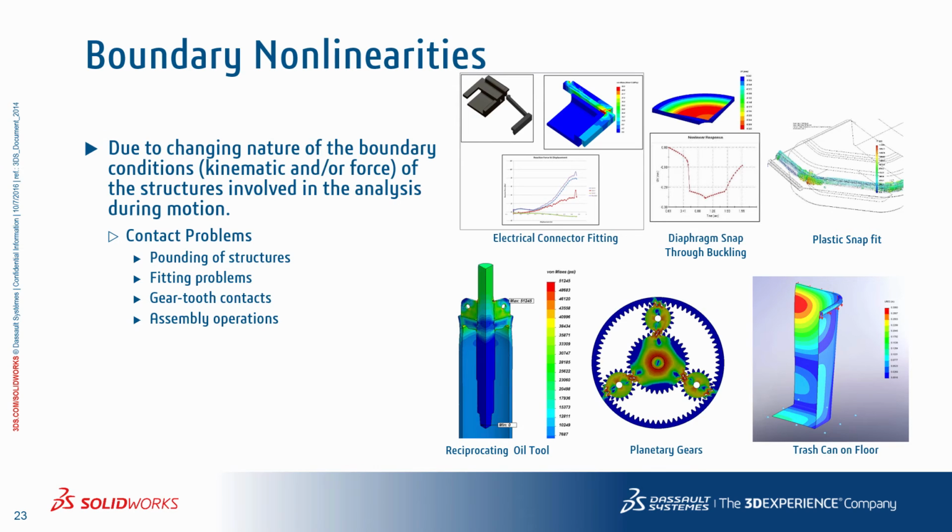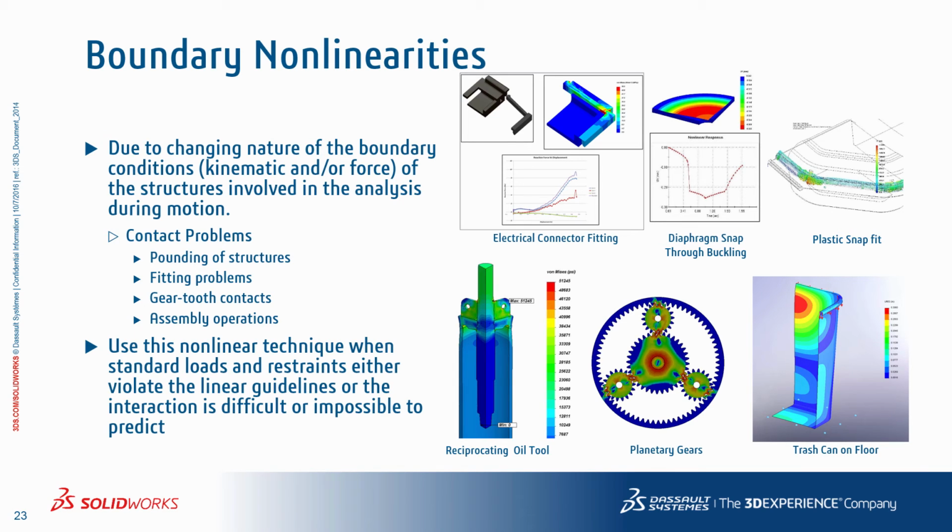The most common type of boundary nonlinearity are the contact problems such as pounding of structures, fitting problems, gear tooth contact types, and assembly operations. Now, contact conditions model the physical interactions between the boundary of two or more parts. In many cases, the standard load or restraint will actually fail to provide the realistic response and may even introduce some sort of artificial stiffness into the system that can cause unreal system responses.